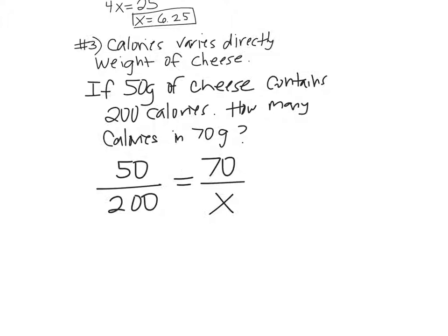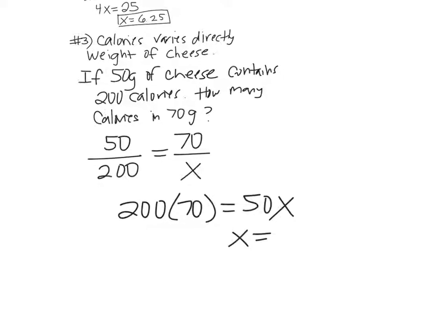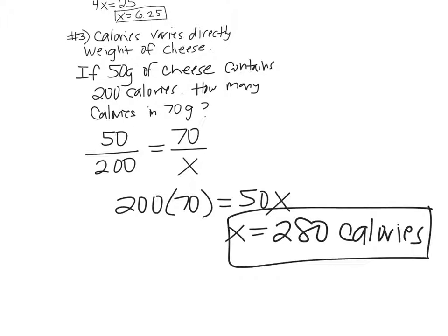Then you just cross multiply. So 200 times 70 equals 50 times X. Get your calculator out and divide by 50. So X ends up being 280 calories. And don't forget, if the problem has words in it, your answer will too. There you go. So proportions, okay?